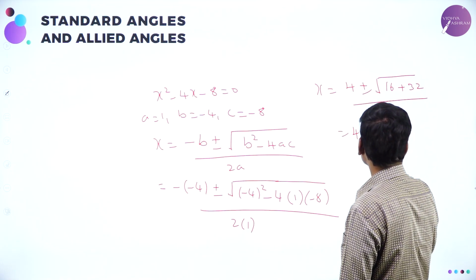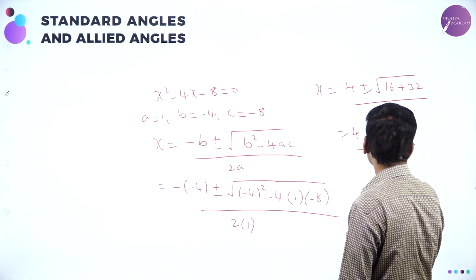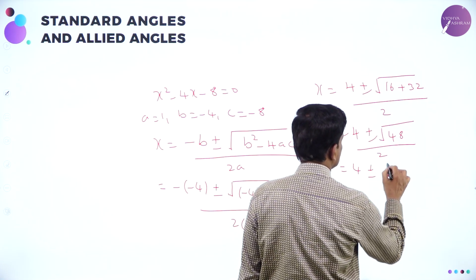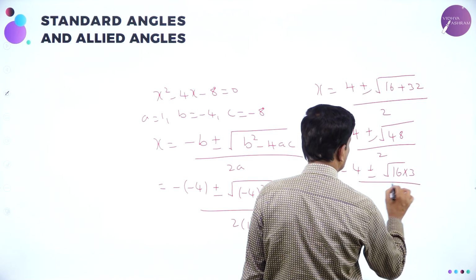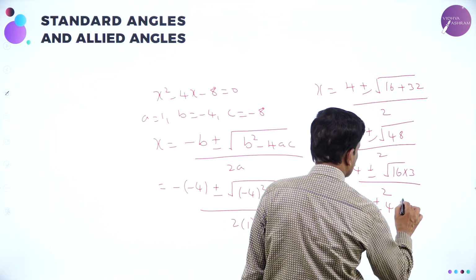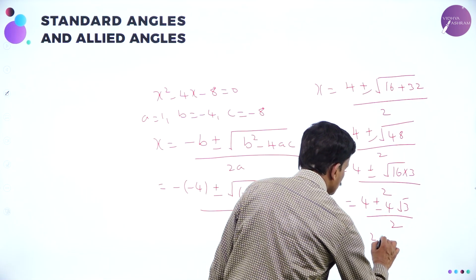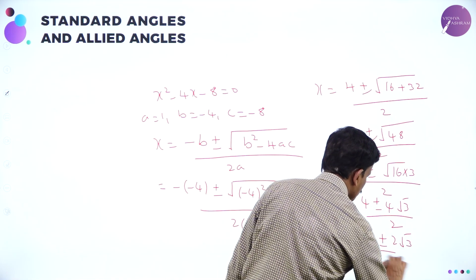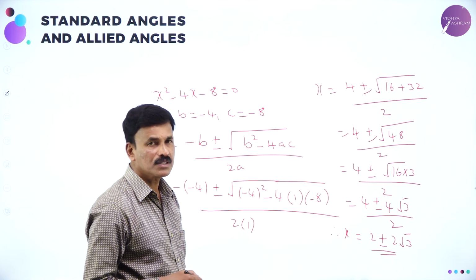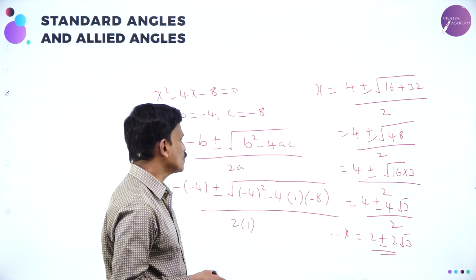So this is 4 plus or minus, add this: 16 plus 32 is 48, divided by 2. This can be split as 4 plus or minus root of 16 into 3 divided by 2. So that is equal to 4 plus or minus, square root of 16 is 4, root 3, by 2. So take 2 as a common factor. If you divide, you will get x is equal to 2 plus or minus 2 root 3. So the simplified answer is 2 plus or minus 2 root 3 for this equation.